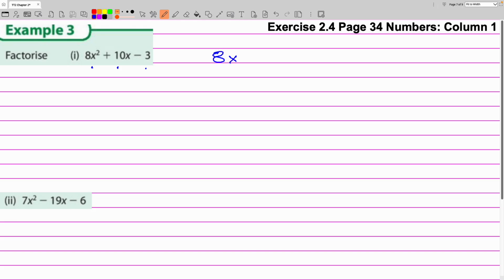Now, mistakes are made in this. What's the last number? 3. No, it isn't. Well done you. The last number is minus 3. Please use a calculator if you're nervous. What's 8 times minus 3? Minus 24. The clue is in the working out.